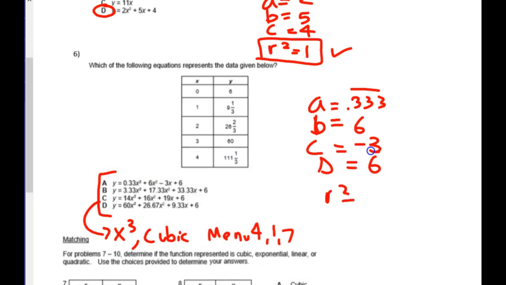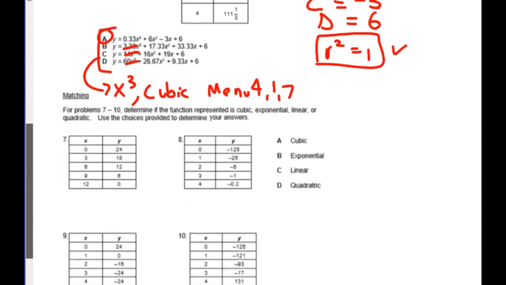And R squared equals, yeah. So, which A has 0.3 repeating? Not that, not that, not that. So there you go. And that one does match perfectly, letter A. Alright.